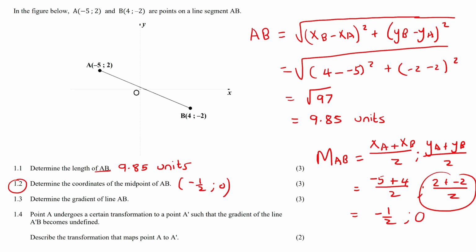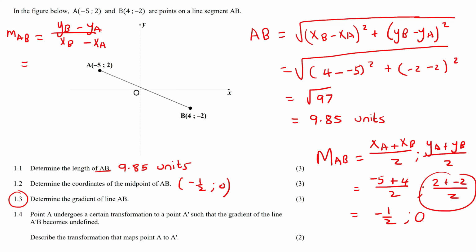This next one says determine the gradient. So gradient, we use a small m, and we're going to say the gradient of AB. And now we're going to use the formula y2 minus y1 over x2 minus x1. You know this one. But now because we're using A's and B's, you don't have to do it like this. Sometimes I do it, sometimes I don't. We're just going to rather do that. And you see how I started with B? You don't have to. You could have started with A. It doesn't matter.